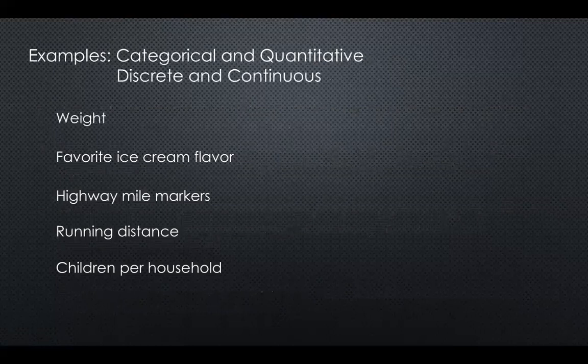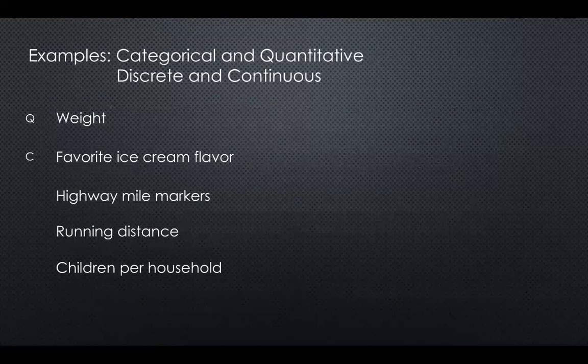All right, so first starting out, weight. Weight is a quantitative variable. It doesn't specify here, but it is continuous because you can have a value in between a certain value. So you could be 160.56 pounds. Favorite ice cream flavor is categorical. It's qualitative. It fits in a certain category. There's no numbers associated with ice cream flavors.